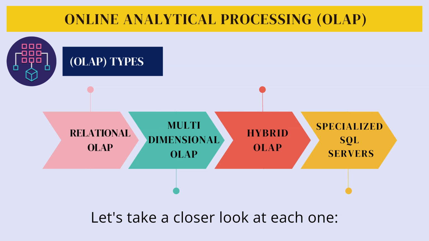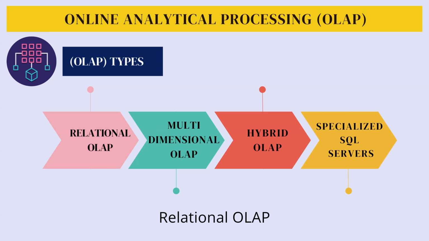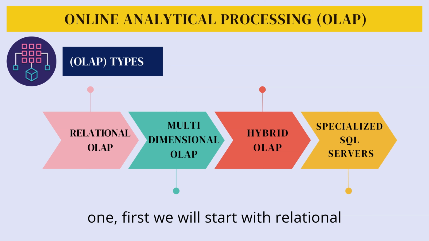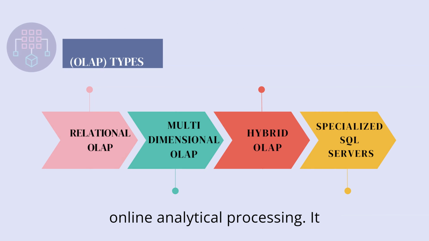Let's take a closer look at each one. Relational OLAP, Multidimensional OLAP, Hybrid OLAP, Specialized SQL Servers. Now let's discuss one by one. First, we will start with relational online analytical processing.